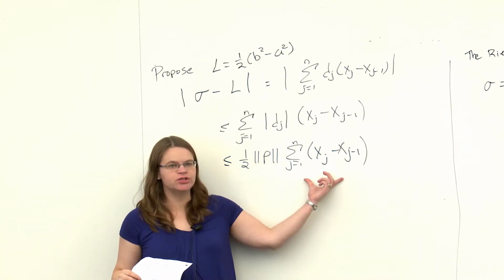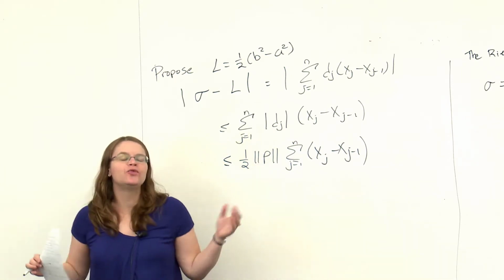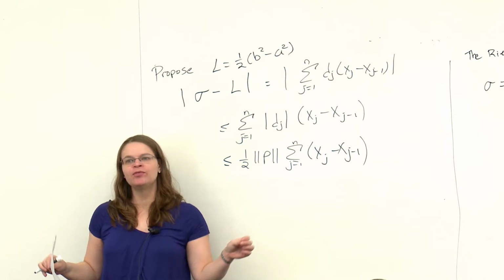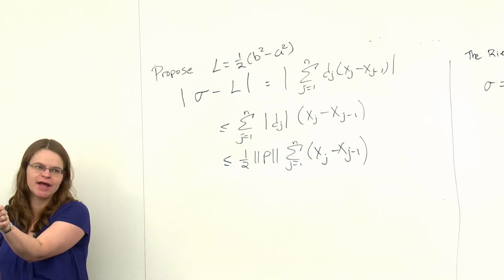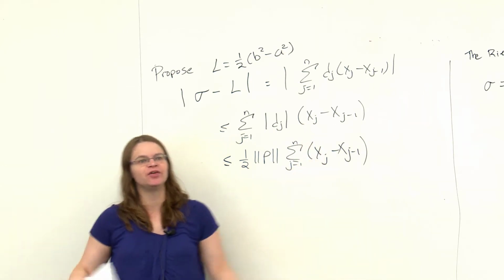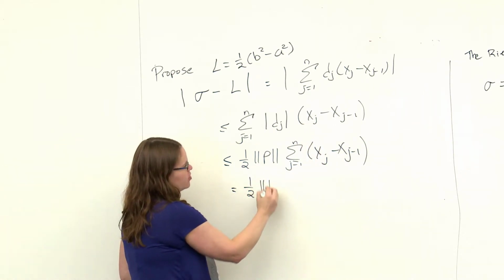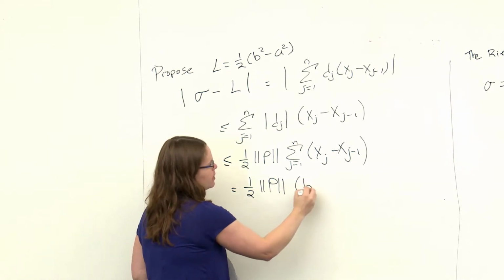All right, what does this sum to? B minus A, yeah, right? Again, two ways to think about it. One is that it telescopes. The other way to think about it is that we're just adding up the width of all of our subintervals, and they better add up to give us the entire interval. So this is 1/2 times the partition norm times B minus A.